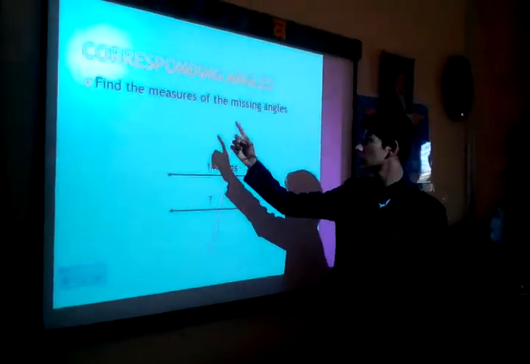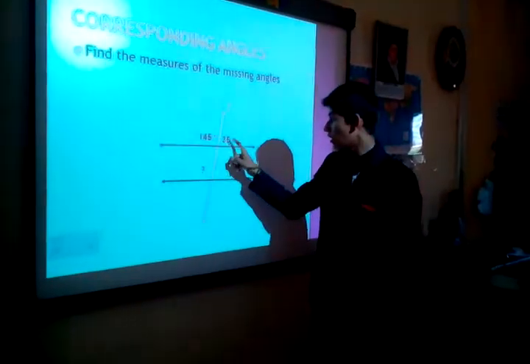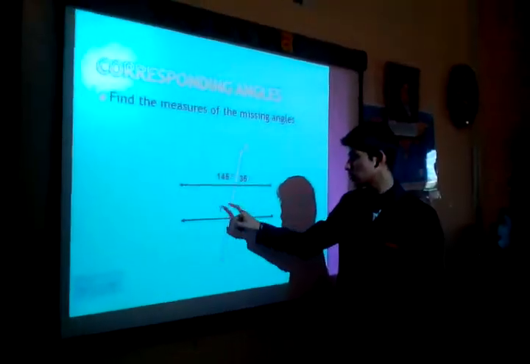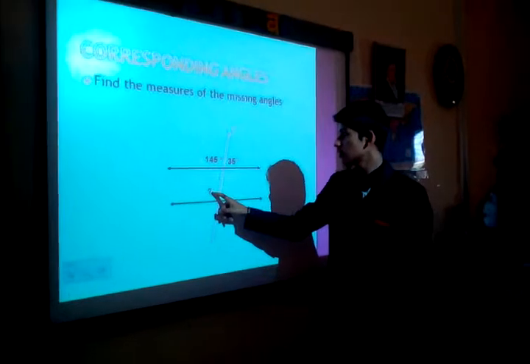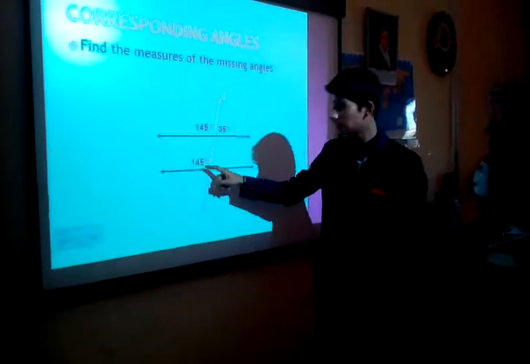Corresponding angles. Find the measure of the missing angles. Here we can find the measure of missing angles. Now as we know that this is 35 degree, this is also 35 degree, no, it is 145 degree, so this will be 145 degree by corresponding angles.